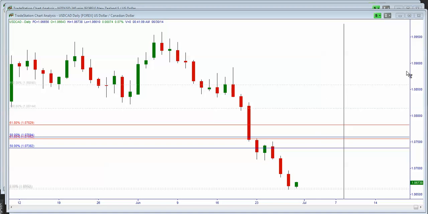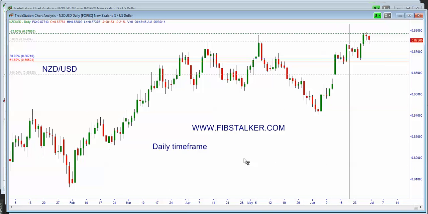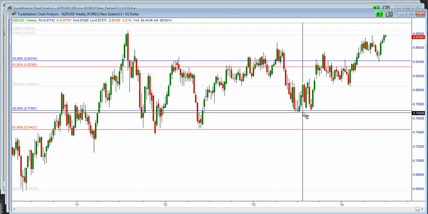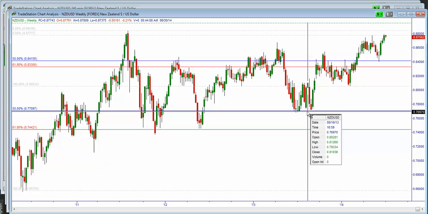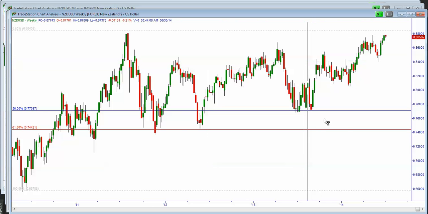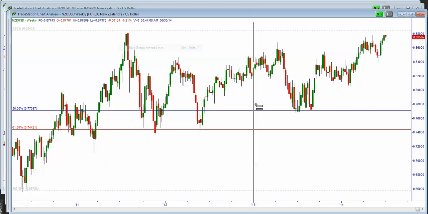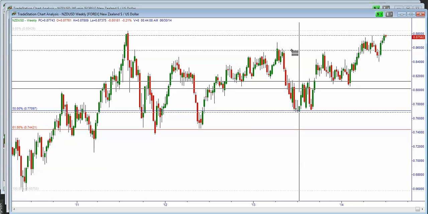Moving to the New Zealand dollar versus the US dollar, this is a market that gave me very good trades in the last few months, basically since February. On the weekly time frame, it's evident this area of support 177.09, which I identified last year actually, and I also identified an area of support that worked very well and brought price to first target.